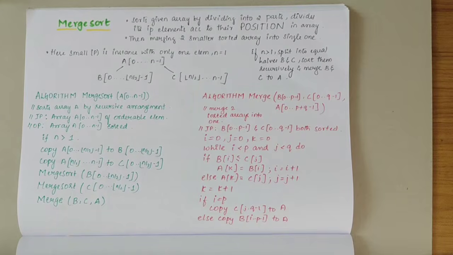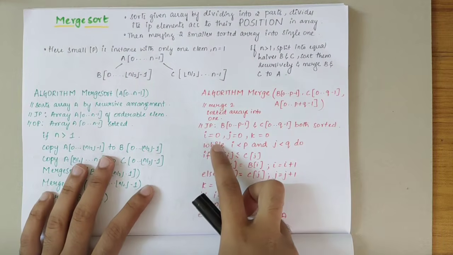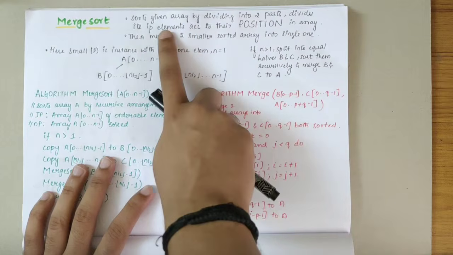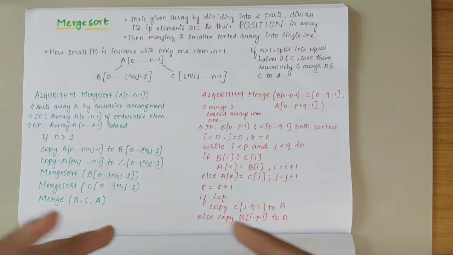In this video, we'll be discussing merge sort. Merge sort is one of the important sorting techniques in which a given array is divided into two parts according to their position in the array. The elements are divided on the basis of the position in which they are present in the array.